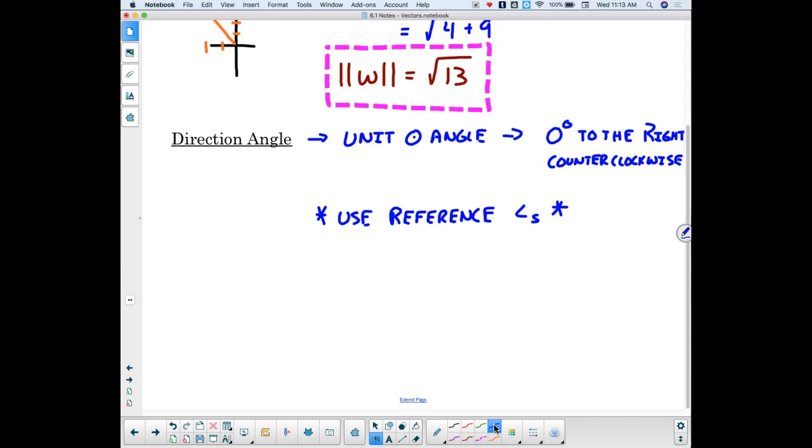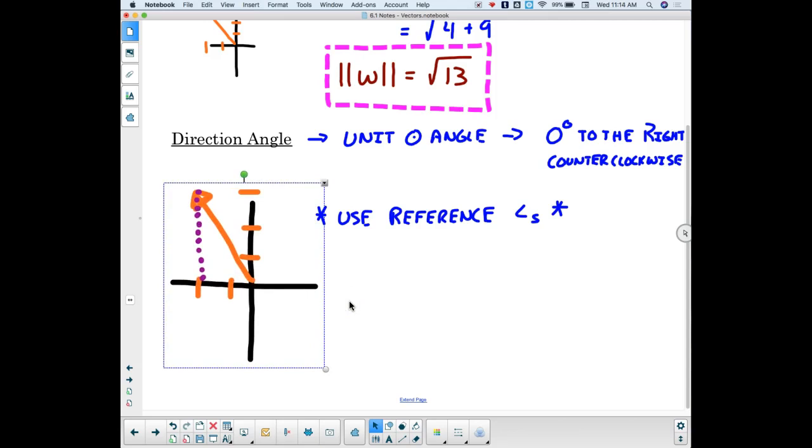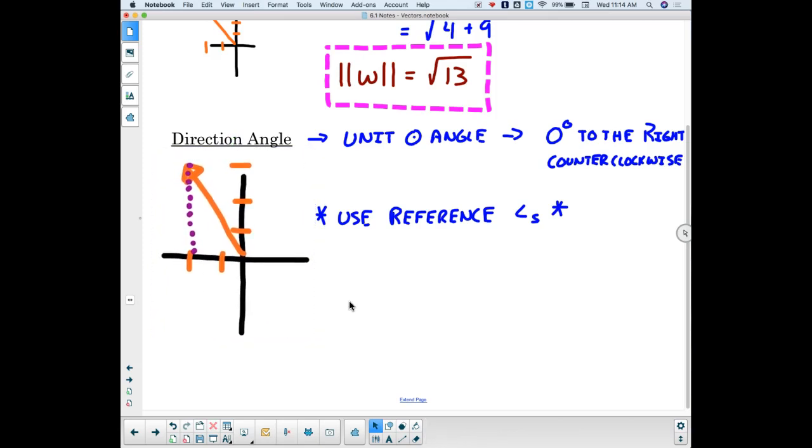So if I go back to vector W, which was up here, 2 to the left and 3 up, I am going to find this angle in here. I should have drawn it bigger. Let me group it, and then, oh yeah, there we go. Now we're talking. Look at that. I can do tricks with technology.